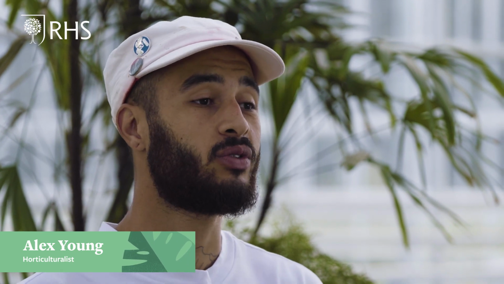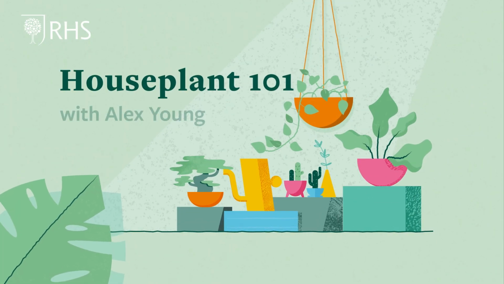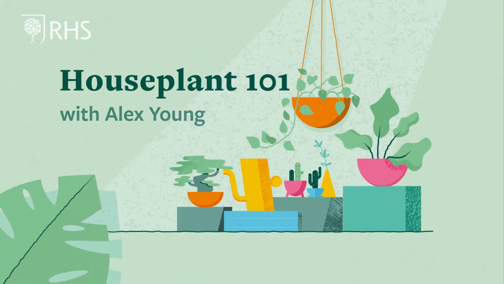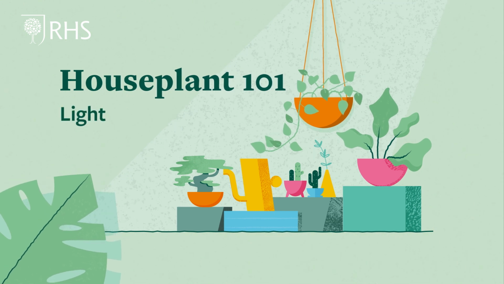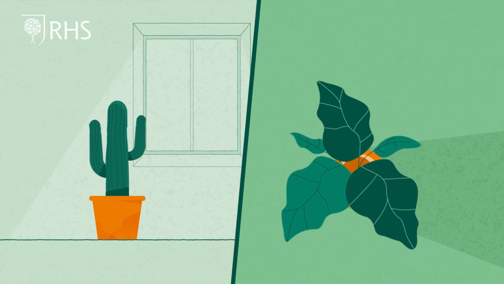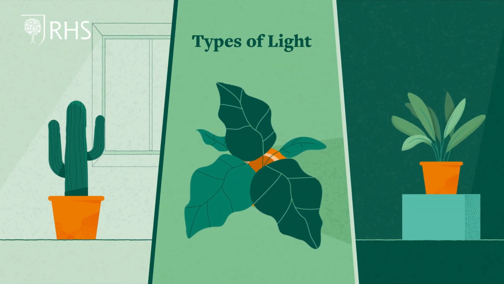This episode I'm going to be talking about lighting and how different types of plants require different light intensities. So the three main types of light that your houseplants will need are full sun, bright indirect light and shade.